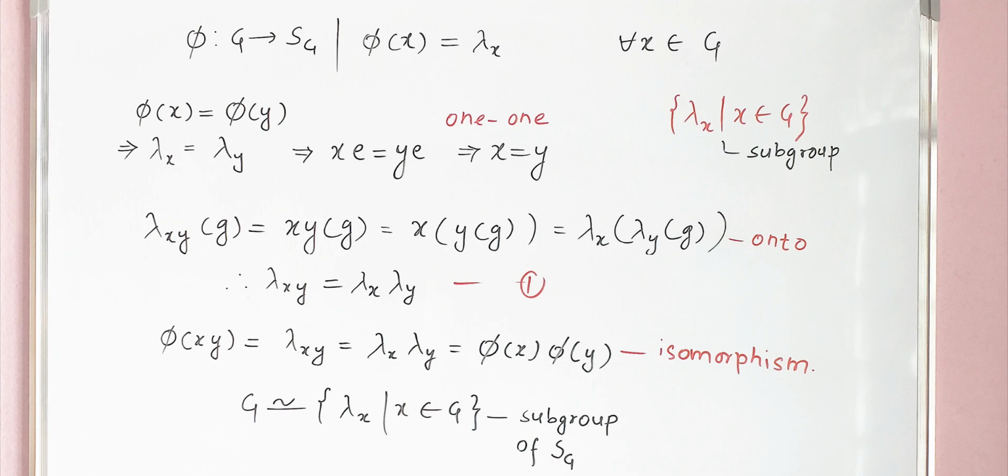Therefore we have phi of xy equals phi of x phi of y, and this shows phi is an isomorphism from G to this subgroup of S_G. Therefore we have found an isomorphism from G to a subgroup of S_G, so G is isomorphic to this subgroup of S_G, which is a group of permutations, and we have proved Cayley's theorem.